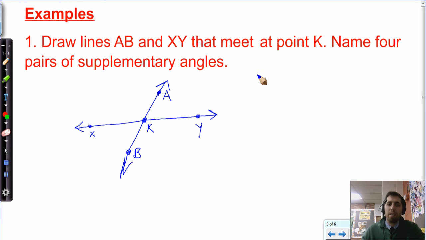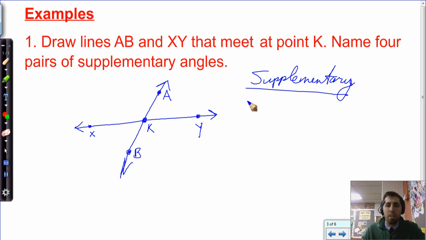Now, what are pairs of supplementary angles? What angles are supplementary? This little angle symbol we use. Well, I know there's AKX, that's an angle, and what's supplementary with AKX? What makes a straight line with that angle? Well, AKY. Together these 2 make the straight line XY. So AKY.